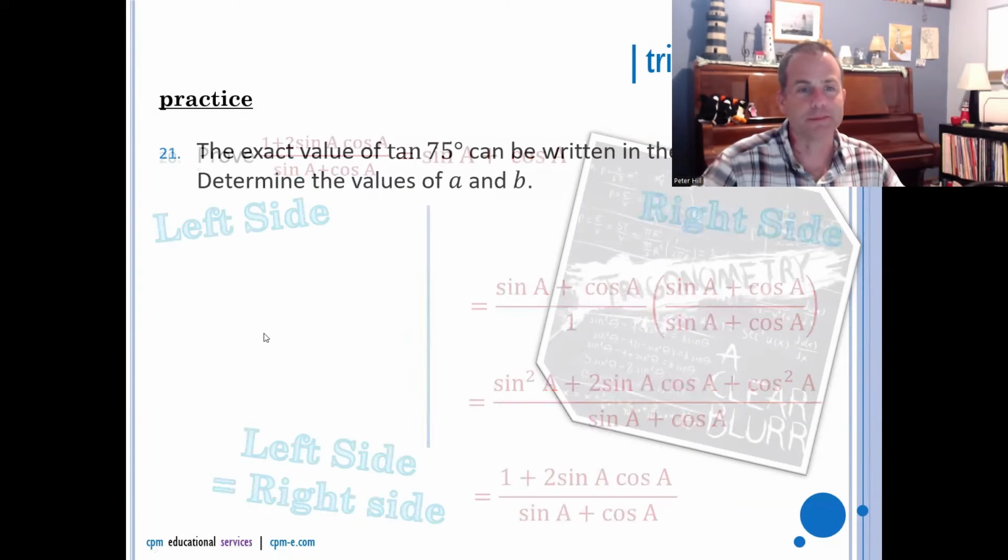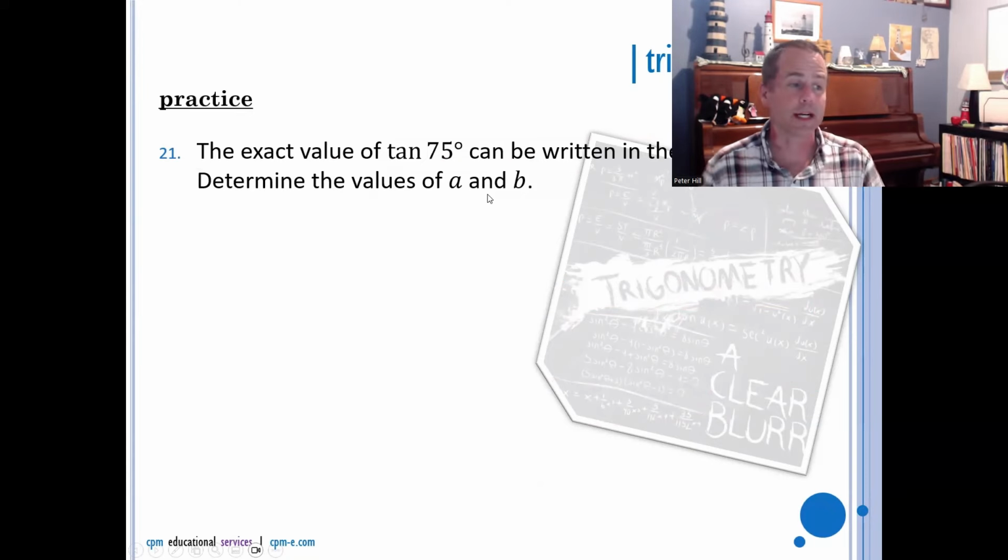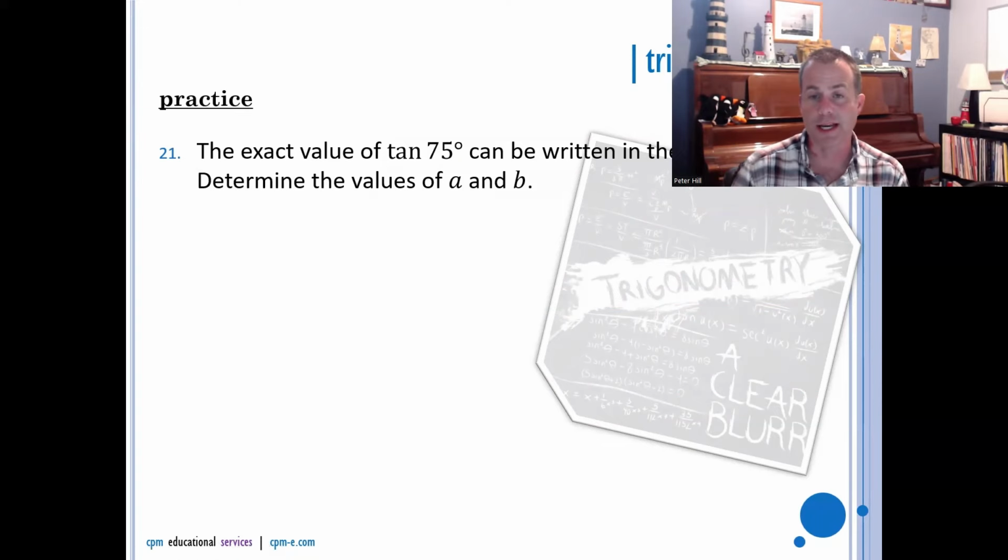Okay, awesome. The exact value of tan of 75 can be written in the form a plus root b. Determine the values of a plus b. So there's a couple things that I want to kind of tweak in your head when you read a question like this. First of all, it said exact value. I know I've said this in several of the other videos, but essentially, if you're not giving rounding instructions, you must answer an exact value. So this question is actually being even kind to you.